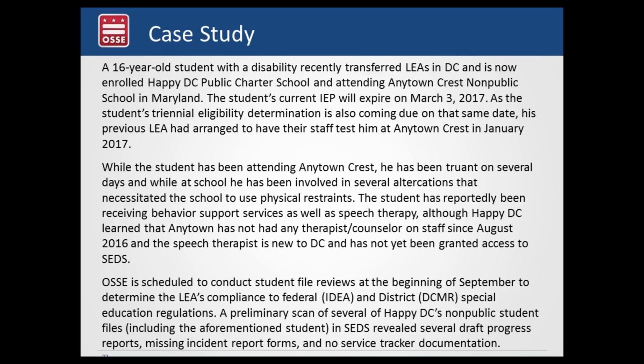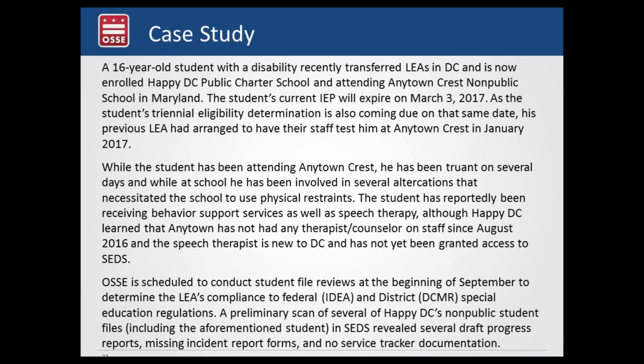While the student has been attending Anytown Crest, he has been truant on several days, and while at school has been involved in several altercations that necessitated the school to use physical restraints. The student has reportedly been receiving behavior support services as well as speech therapy, although the LEA learned that the non-public has not had any therapist or counselor on staff since August, and this speech therapist is new to DC and has not yet been granted access to SEDS.